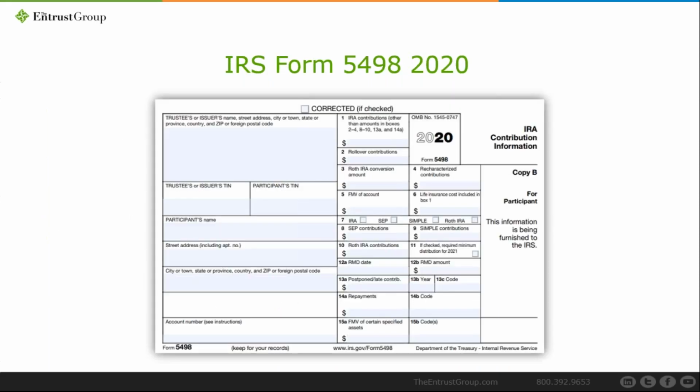The IRS Form 5498 is what is provided to the Internal Revenue Service as well as to IRA holders that have made a contribution for a given year to prove that they have made that contribution.